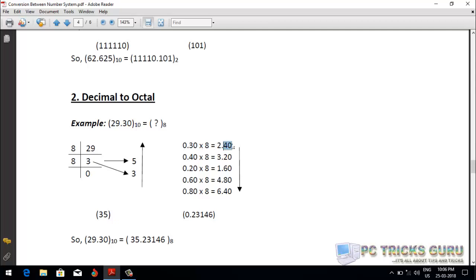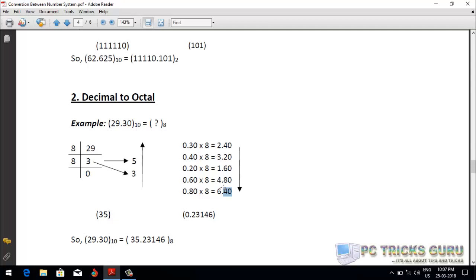Now take this 0.40 and multiply it by 8 again. It gives us the result 3.20. Now again take this 0.20 multiplied by 8. It gives us the result 1.60. Then 0.60 multiplied by 8 gives us 4.80, and 0.80 multiplied by 8 gives us the result 6.40. Now here you can see that 0.40 is already available above. So that's why we have to stop here, because if we write this 0.40 here, it will keep repeating itself and there's no need to do that.